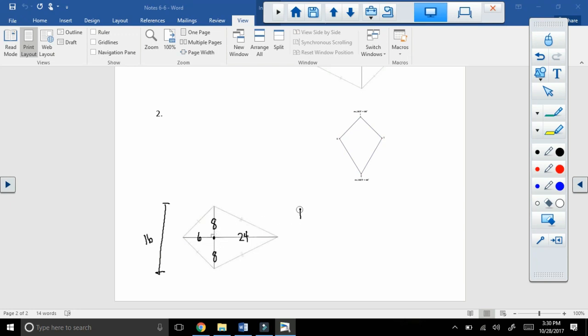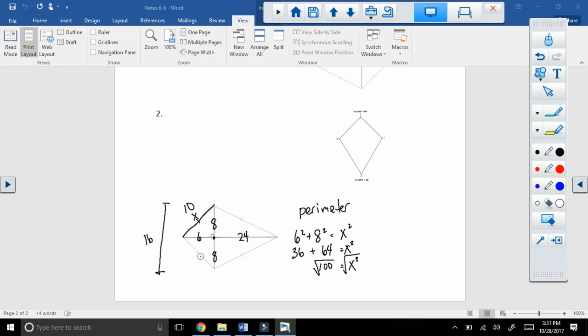Let's say I want to find the whole perimeter. Let's find the perimeter of this kite. So what I would want to do first is find this side. We have this right triangle, so I can use the Pythagorean theorem to find that side. I'd set this up 6 squared plus 8 squared equals, let's call that x squared. So we have 36 plus 64 equals x squared. So that is 100. And x would be the square root of 100, or 10.